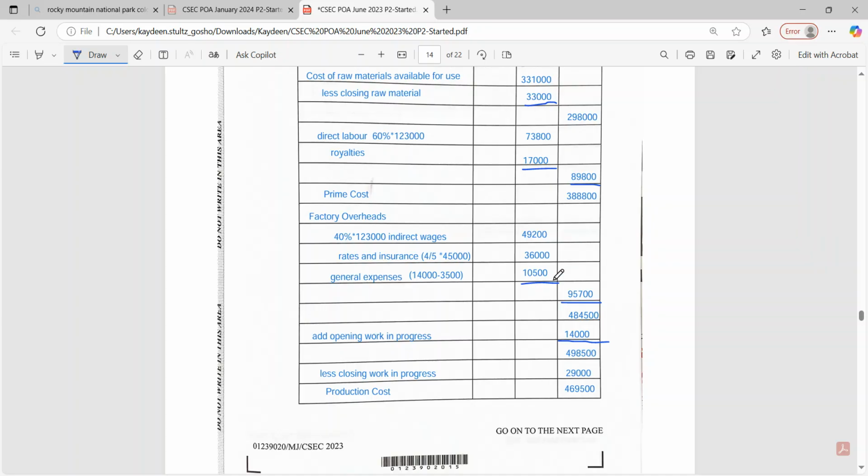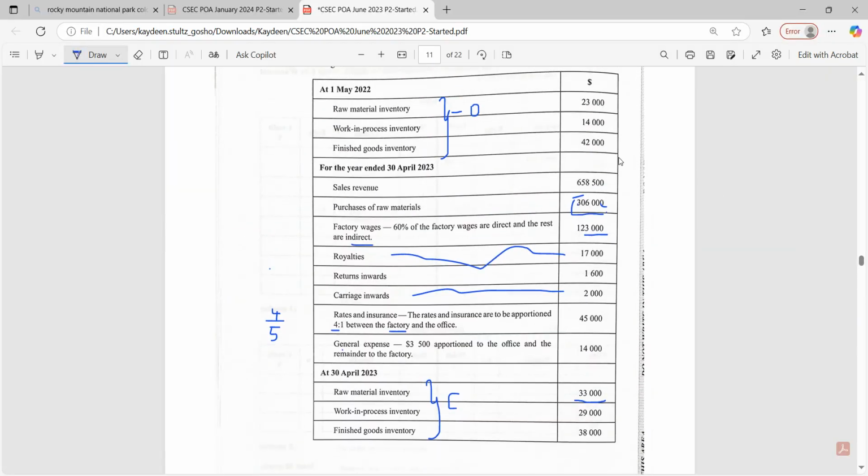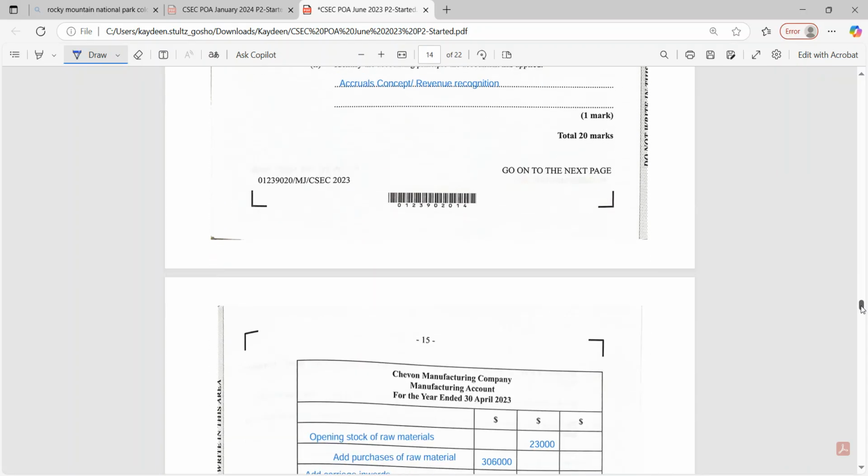We add these three factory overheads together and we get 95,700, and we add it to the 388,800, which is our prime cost, and we get 484,500. Next step is to add opening work in progress. So let's pick up both our opening and closing work in progress. Opening work in progress is 14,000. Closing work in progress is 29,000. So keep that in mind.